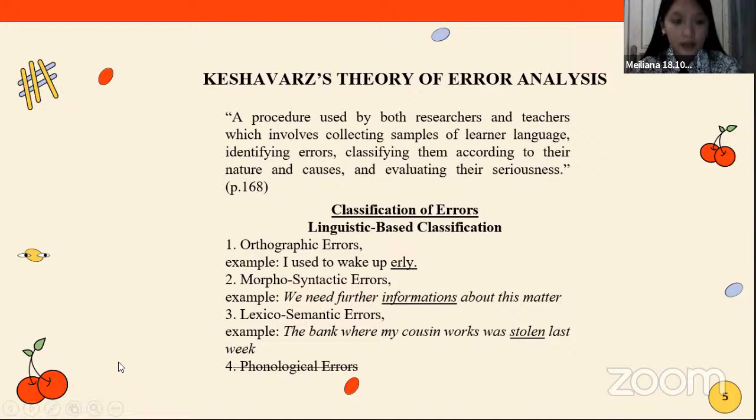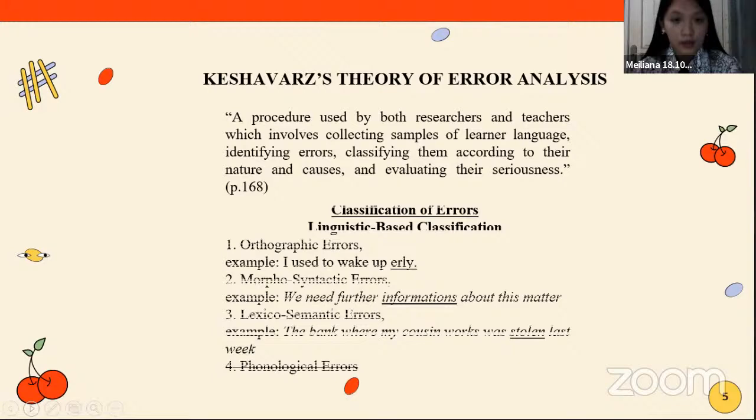And then the reason why I don't put phonological error is because my analysis is only on written text, literary text. It has nothing to do with the sounds of speech, because I only use the written form of this Batu Menangis.